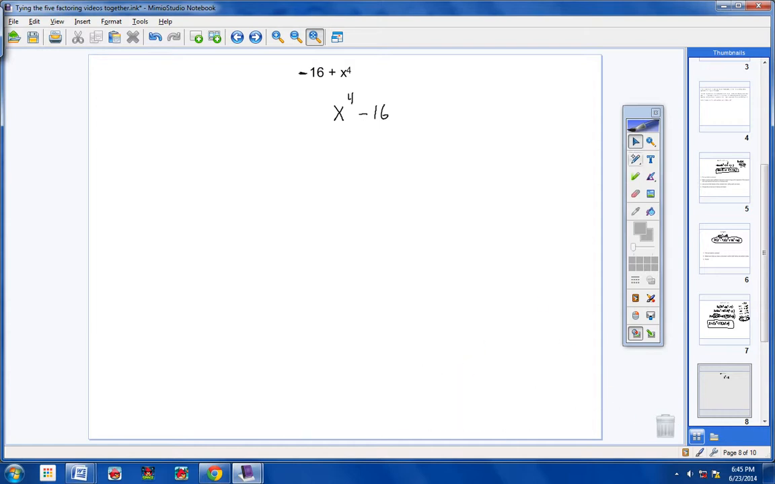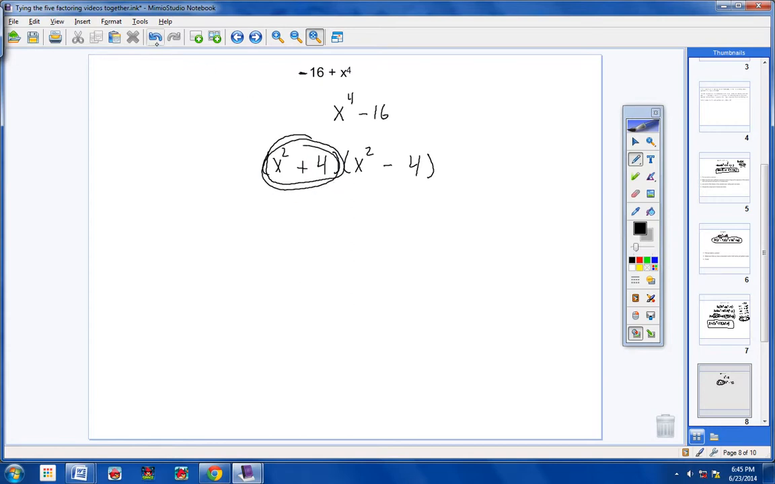There we go. That is great to do. And if you did that real quick, here's what you would get. The square root of x to the 4th is x squared. X squared. The square root of 16 is 4. Make one positive, make one negative, and then you cannot factor this parentheses any further.